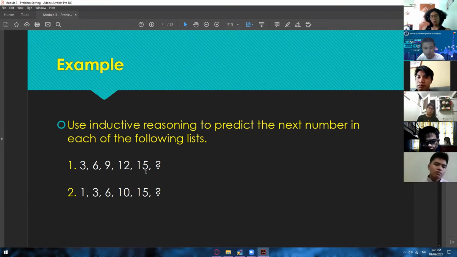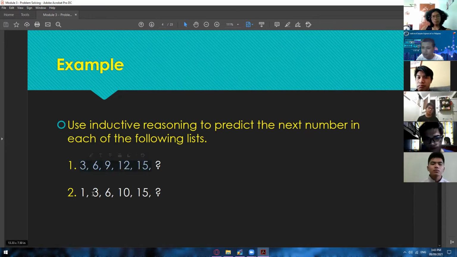The same with 2, 4, 6, 8, 10, 12, it's like counting even numbers. The same with this one, it's like counting, but it's not adding and not even numbers. It's counting with an additional 3 on every next number. So the next one is 18, of course. You're basing that on the past examples.